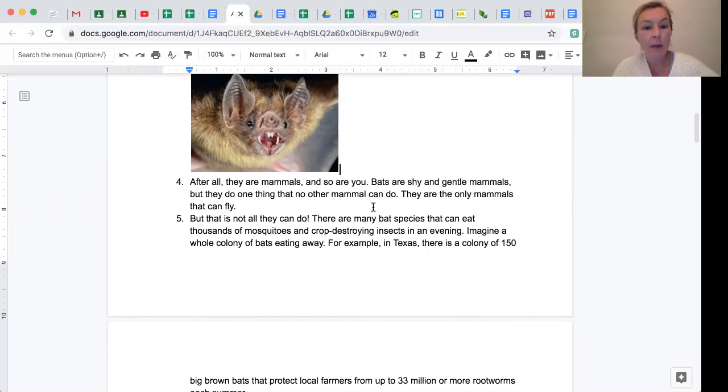After all, they are mammals, and so are you. Bats are shy and gentle mammals, but they do one thing that no other mammal can do. They are the only mammals that can fly, but that is not all they can do. There are many bat species that can eat thousands of mosquitoes and crop-destroying insects in an evening. Imagine a whole colony of bats eating away.